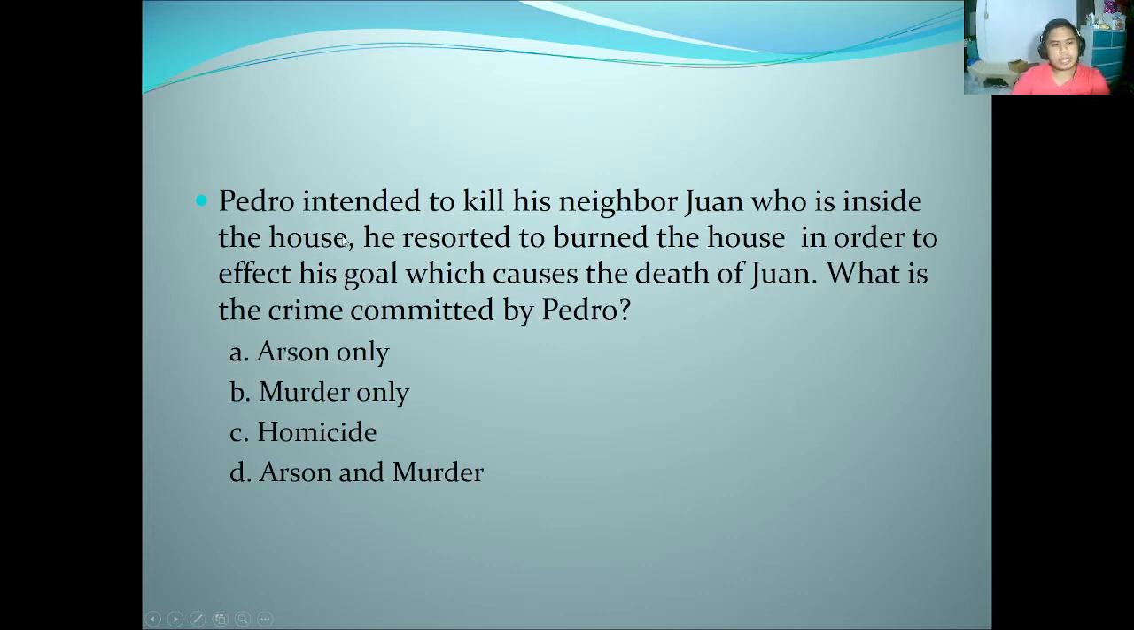Yan guys. Pedro intended to kill his neighbor Juan, who is inside the house. He resorted to burn the house in order to effect his goal, which causes the death of Juan. What is the crime committed by Pedro? A. Arson, B. Murder, C. Homicide, or D. Arson and murder.